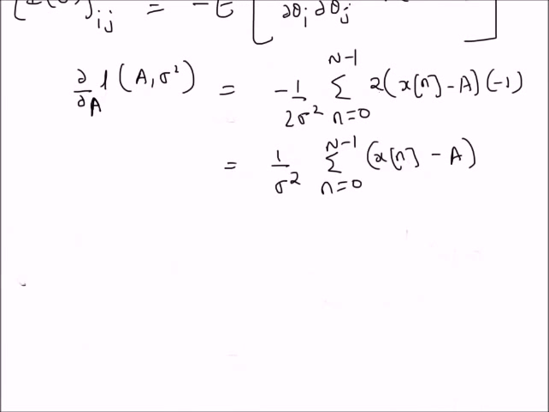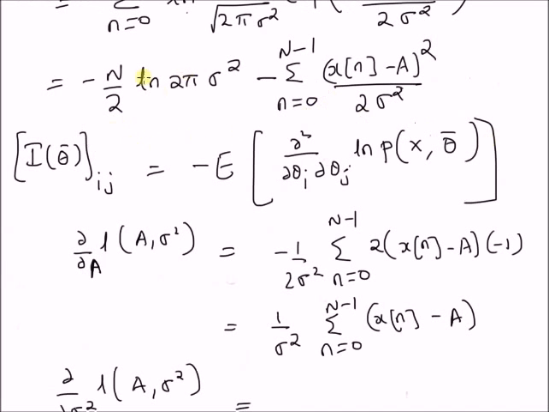Next we look at the derivative with respect to the parameter sigma square. It is dou by dou sigma square of the log likelihood function, which is equal to the derivative of the sum of this term with respect to sigma square. Obviously for the first term it should be equal to minus N by 2 times sigma square.